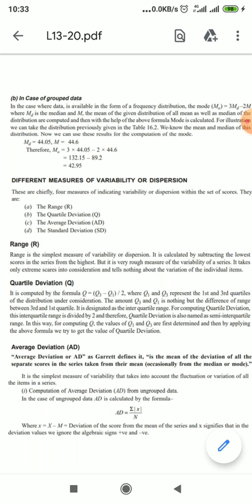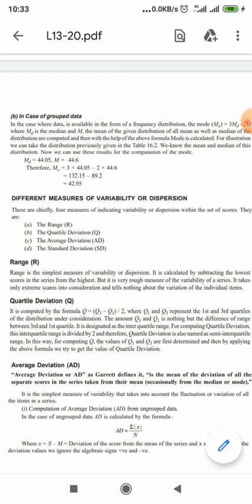In the case of ungrouped data, AD is calculated by the formula AD is equal to summation of sigma mod x by n, where x is equal to capital X minus M. It is equal to the deviation of the score from the mean of the series, and small x signifies that in the deviation value, we ignore the algebraic sign, positive and negative.